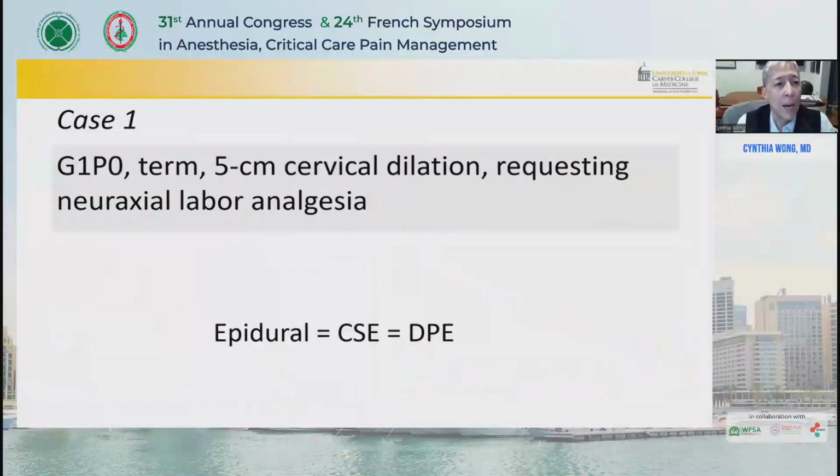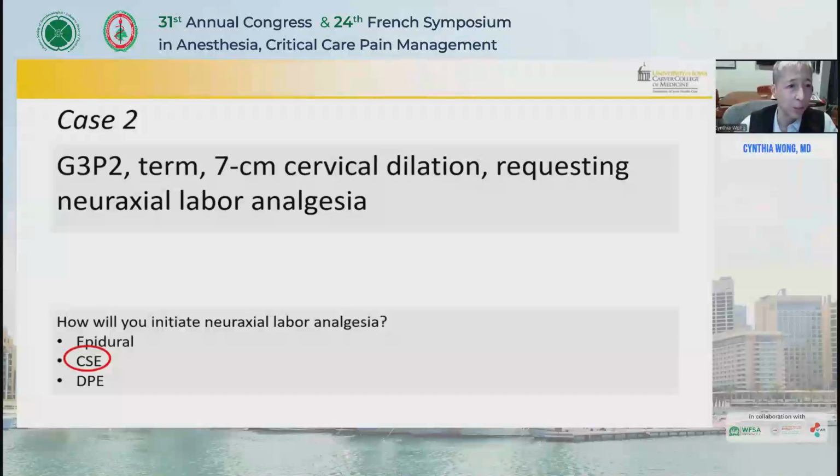All right, so back to our first case, a nulliparous patient, 5 centimeters cervical dilation, requesting neuraxial labor analgesia. There are pros and cons of all three of these techniques, but I don't see that one has a marked advantage over any of the other ones. And I think you could pick any one of these and the patient would get adequate and very satisfactory analgesia. But let's move on to a couple of other cases.